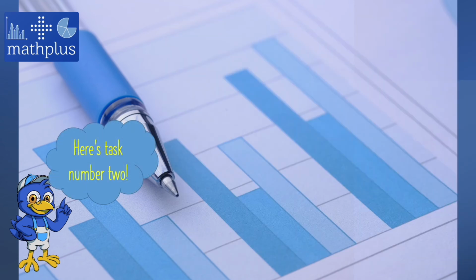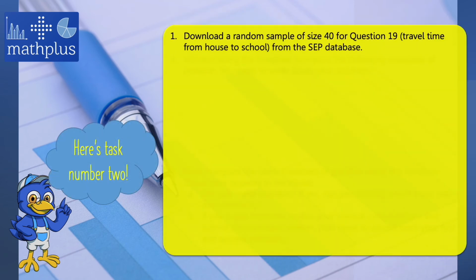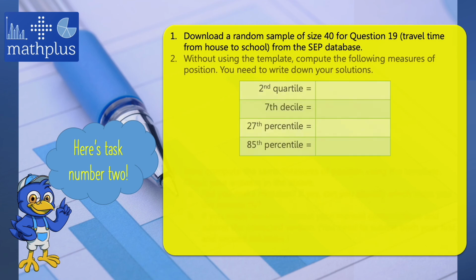Here's task number 2. For step 1, you have to follow the instructions I showed you earlier to download a random sample of size 40 for question 19 from the SEP database. Remember that question 19 asked for the travel time of each SEP respondent from their house to their school. Now, without using the template, compute the following measures of position. You need to write down your solutions.